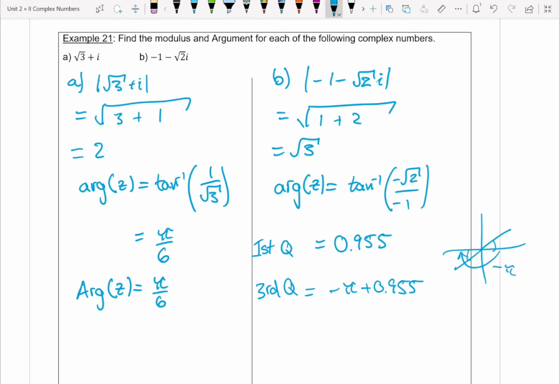And that is going to give us our capital A arg of z is equal to negative 2.187. And because we're going from negative pi to pi, it has to be between negative 3.14 and positive 3.14, and that suits that.